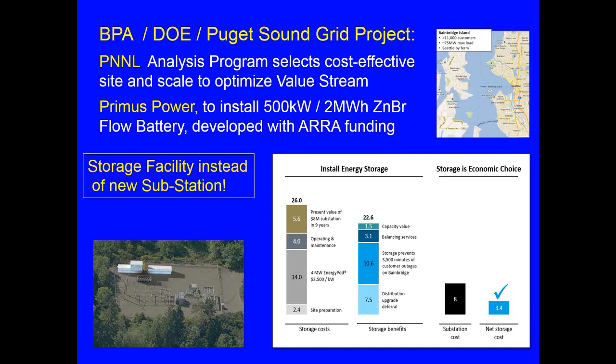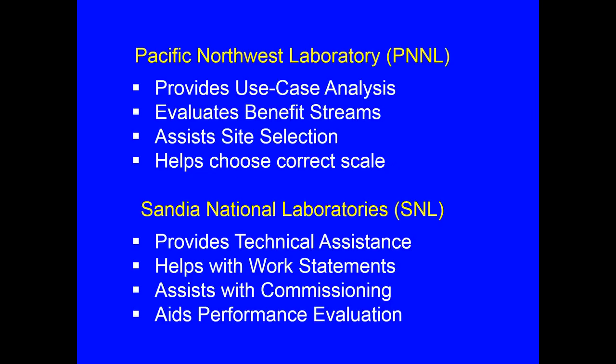Finally, I'm going to talk about industry tools. The page shows you assistance that P&L and SNL respectively are willing to provide. SNL is extremely experienced in hardware and can help with commissioning and writing RFPs and what have you. P&L is experienced in the assessment of cost benefits and determining the correct scale and location for storage. Next.